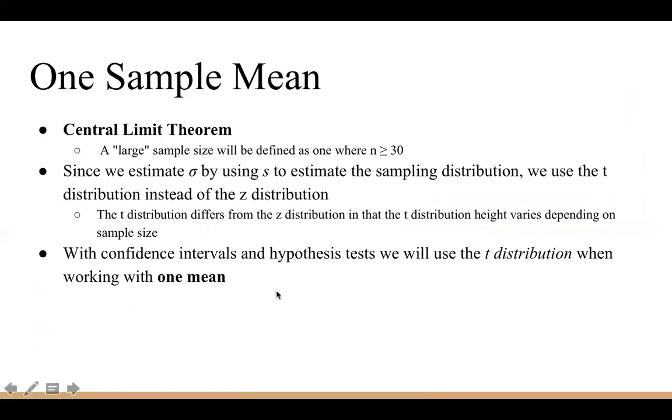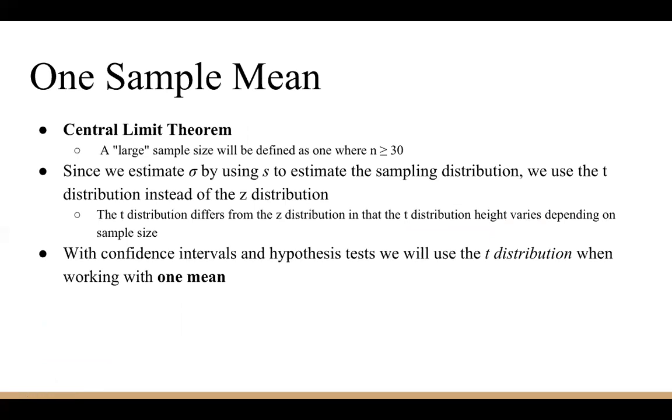Okay, so we just did one sample proportion, and now we're going to do one sample mean. So remember the central limit theorem? Here, for one sample mean, a large sample size is considered one that has a sample size greater than or equal to 30. So those are our assumptions when we're using one sample mean. And we're going to be using the t-distribution instead of the z-distribution.